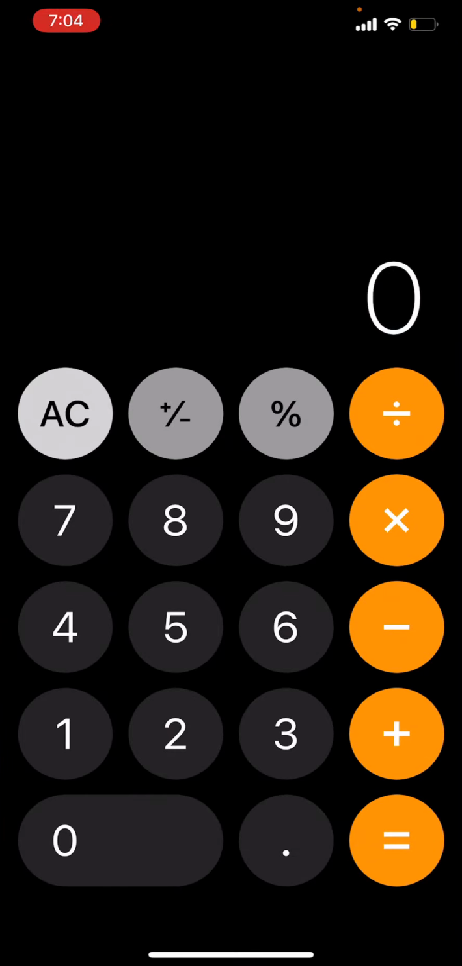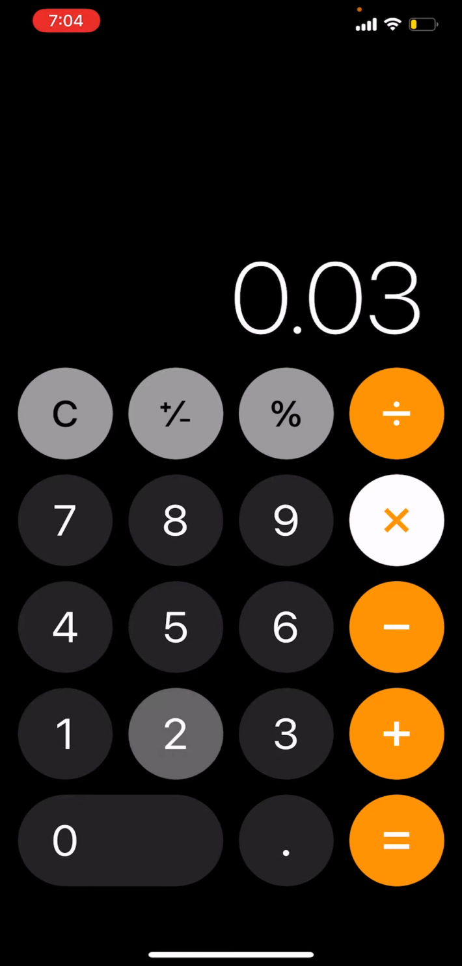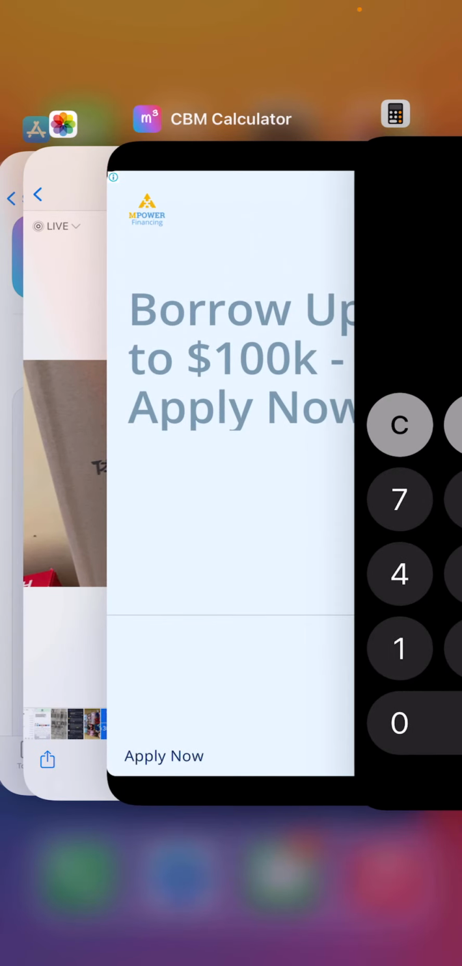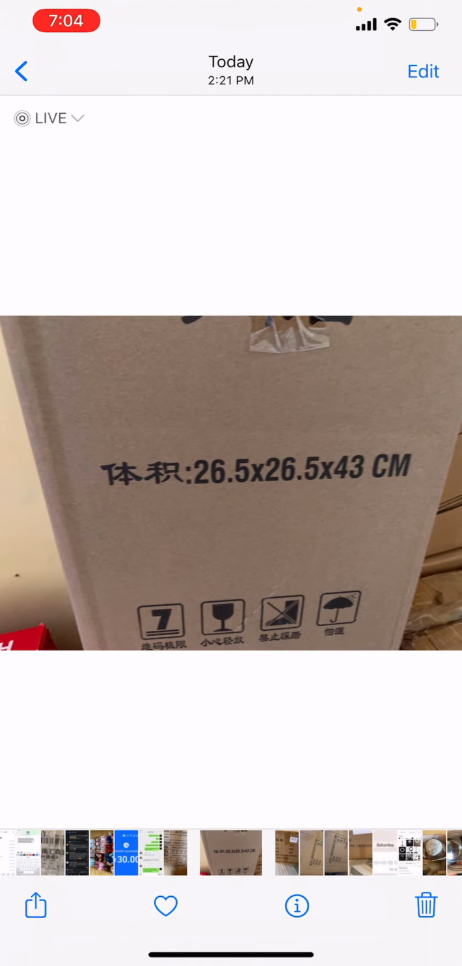So when I go to my calculator, this is the volume, sorry, not weight. This is the volume, or the space it will take in the container. 0.03 times 280 is $8.4. So for this particular carton, which is a rotating rice dispenser, if you ship it through my agency, which charges $280 per CBM, this is what you're paying.